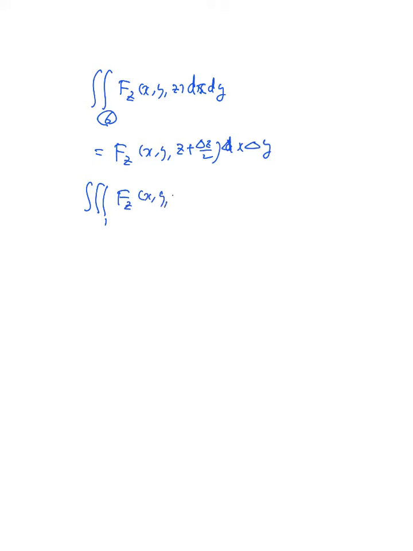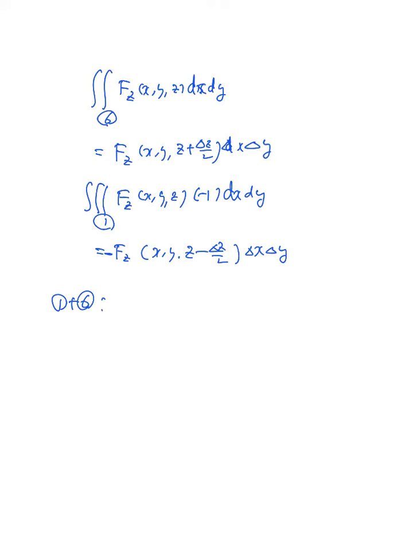So 1 is bottom, but 6 is up. So 6 is simply this, ds, dx, dy, is simply using mean value theorem, x, y, z plus delta z over 2, delta x, delta y, and for 1, we have the normal vector pointing in the minus direction of z. We have dx dy as simply fz of x y z minus delta z over 2, delta x, delta y. That's 1. So 1 plus 6 gives the following.